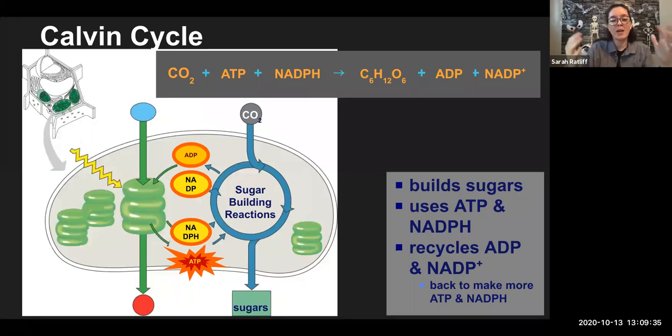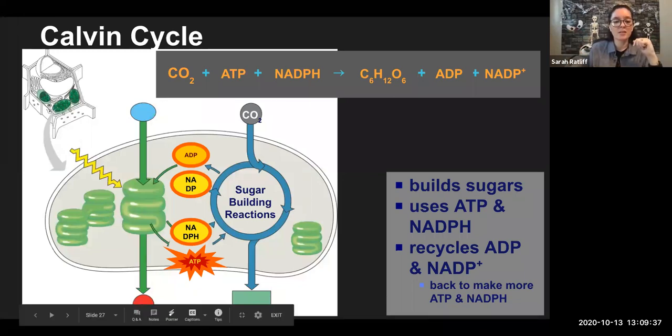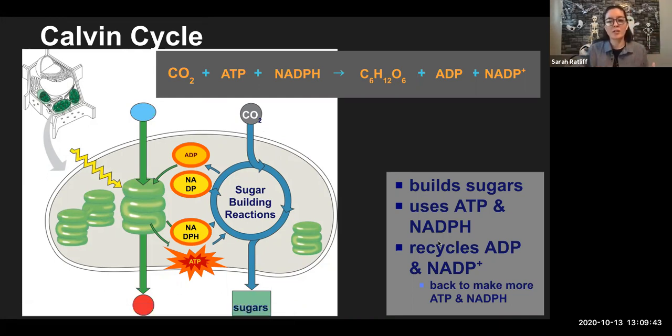The very main purpose of this is to build sugar. All right, sugar means bonds can be broken, energy can come from that.